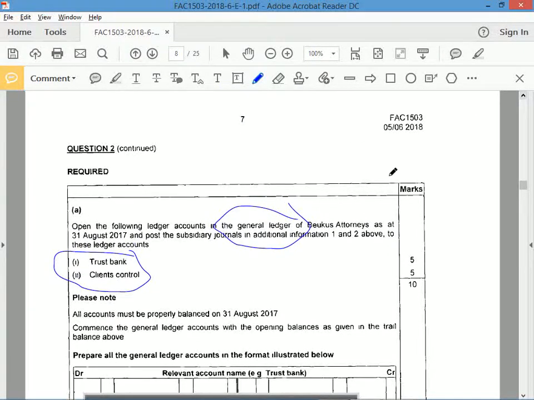Okay, so let's draw up A. A is looking at the trust bank and the client control. Those are the only two T accounts that I need to draw up, 5 marks each. They said, please note, all accounts must be properly balanced. Balance means I need to total up. Commence the general ledger accounts with the opening balances as given in the trial balance above. Great, so let's look at that first. They say post the subsidiary journals in additional information 1 and 2 above to these ledger accounts.